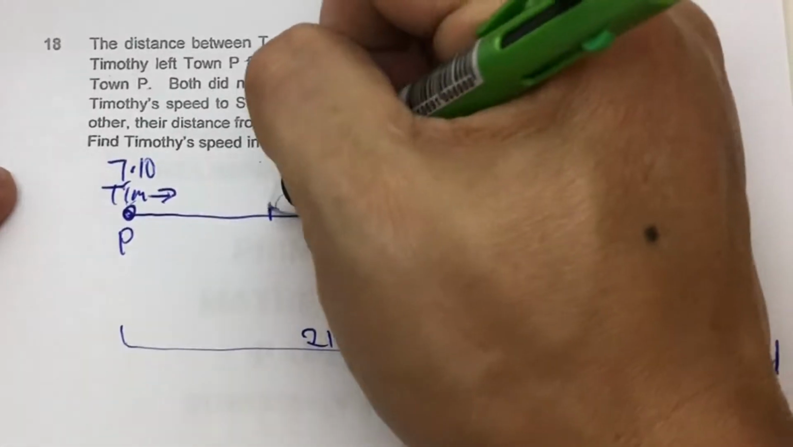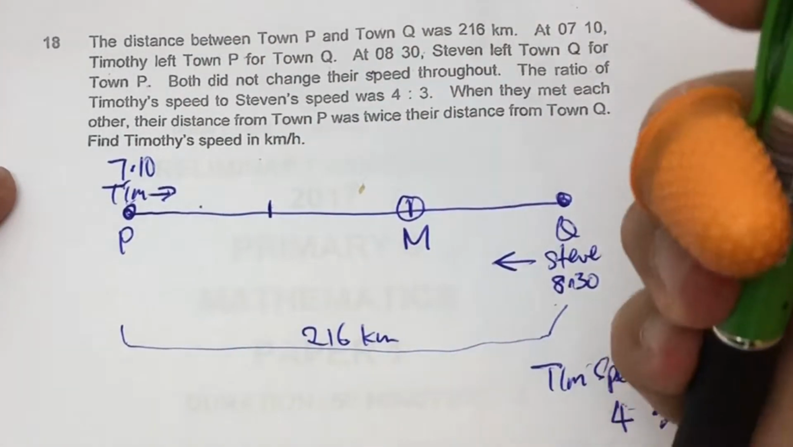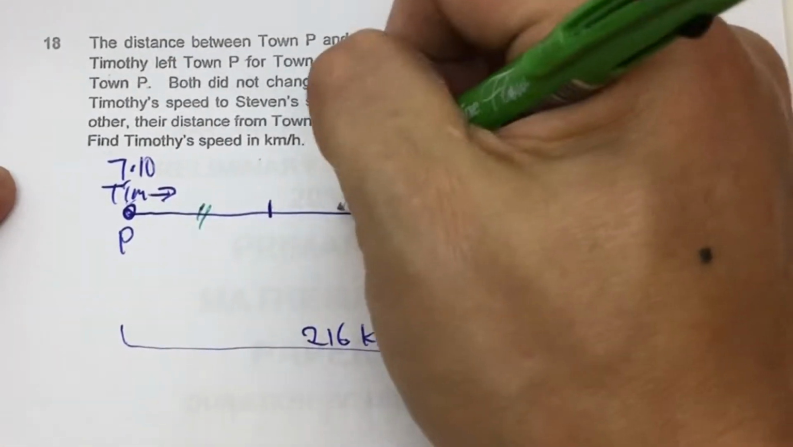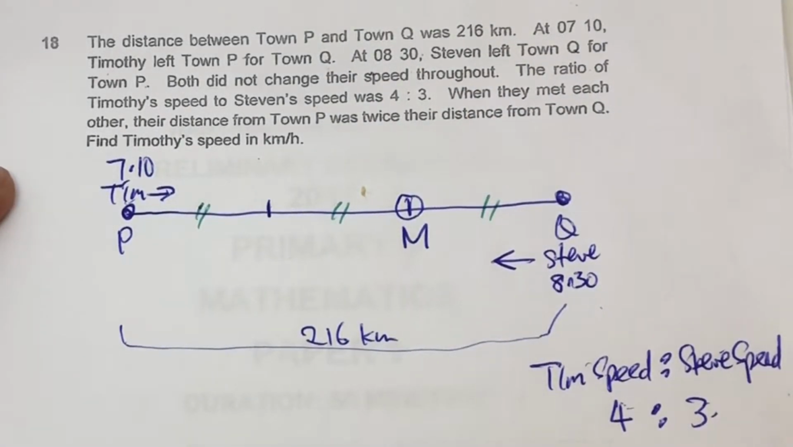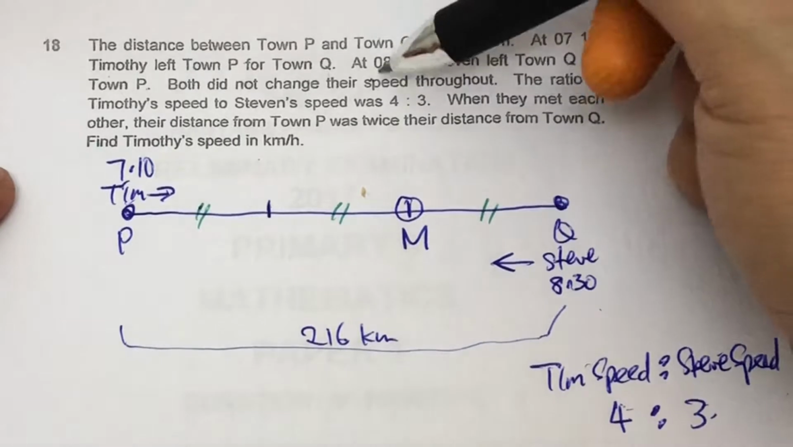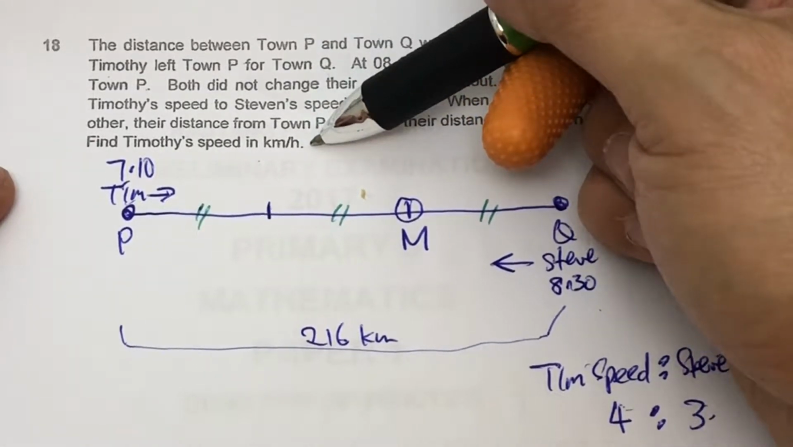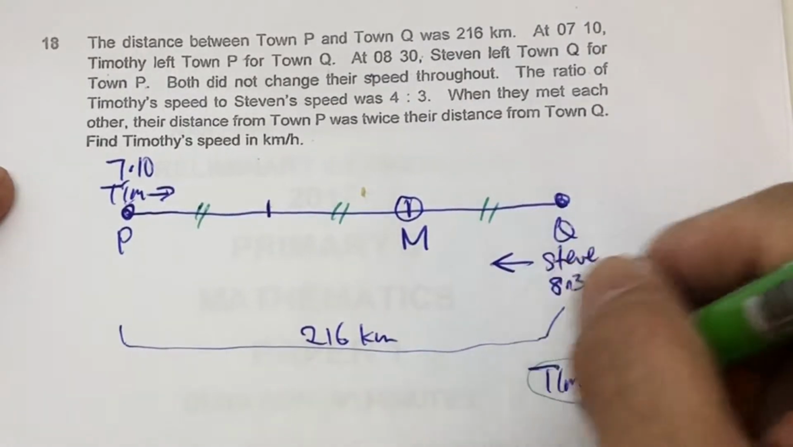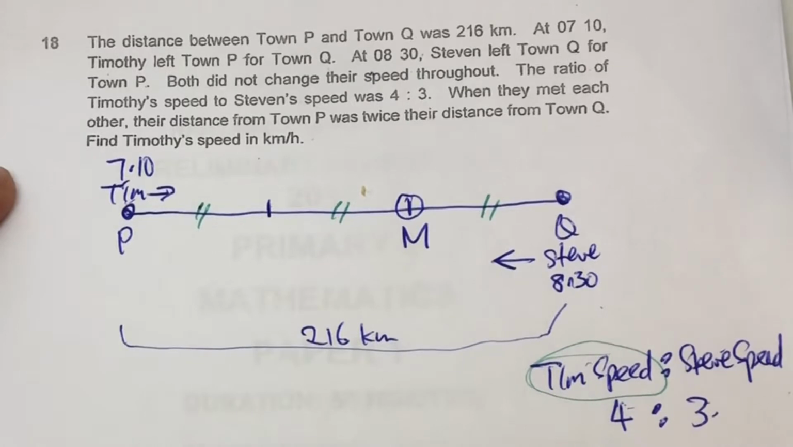So here we have this distance is equal to this distance is equal to this distance there. You want to find Tim's speed in kilometers per hour. So you want to find Tim's speed here. So let's work this out. What can we do? I'm going to change my pens again.